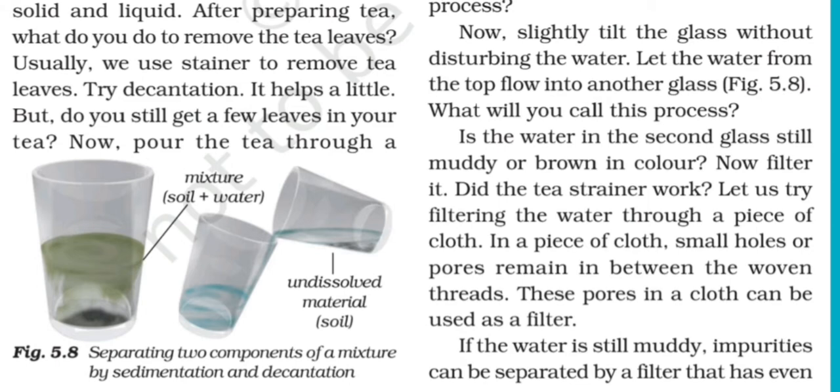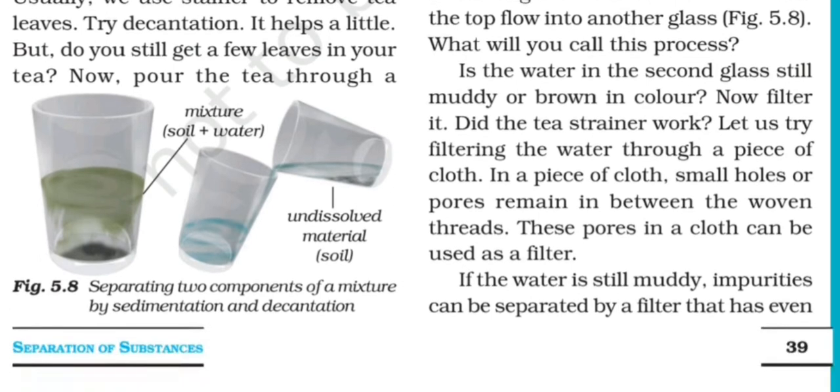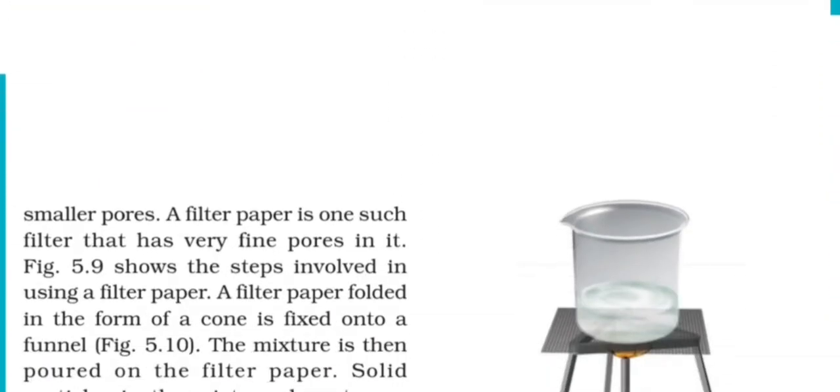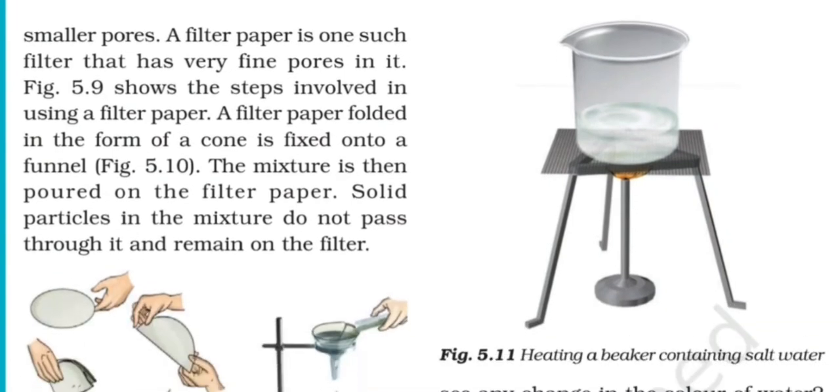Let us try filtering the water through a piece of cloth. In a piece of cloth, some holes or pores remain in between the woven threads. You already know the muslin cloth. You can take a small piece of cotton cloth as a filter. These pores in the cloth can be used as a filter. If the water is still muddy, impurities can be separated by a filter that has even smaller pores. A filter paper is one such filter that has very fine pores in it.